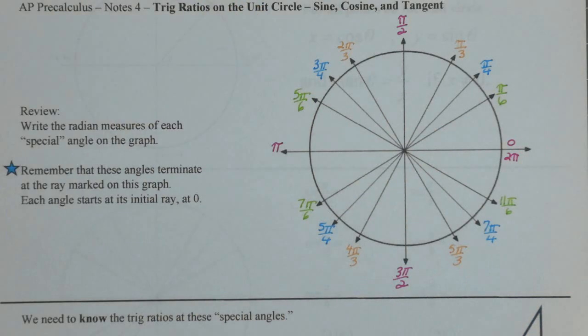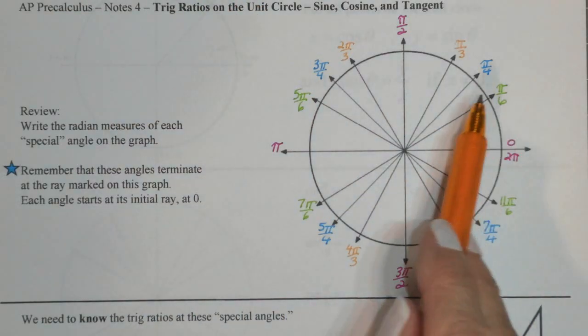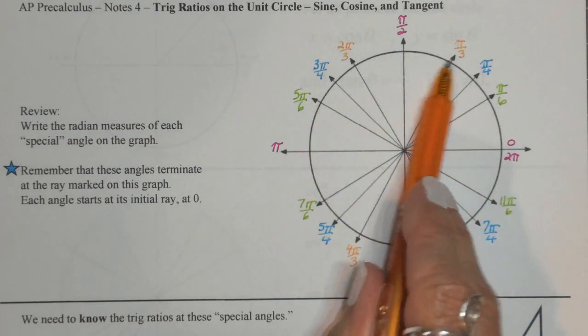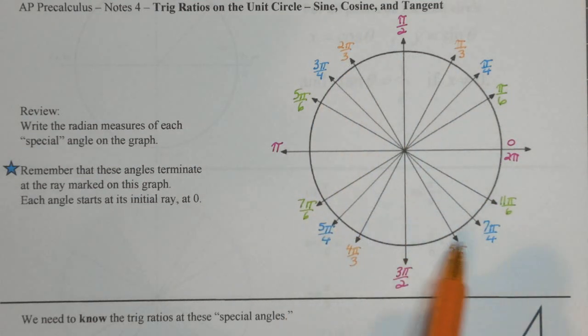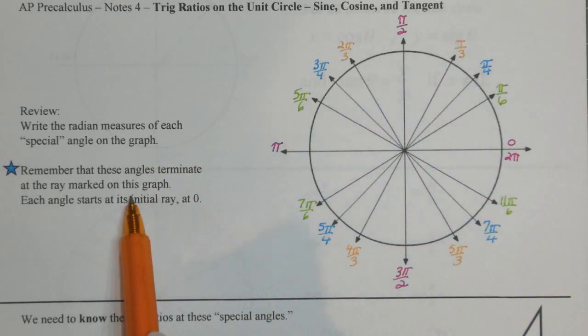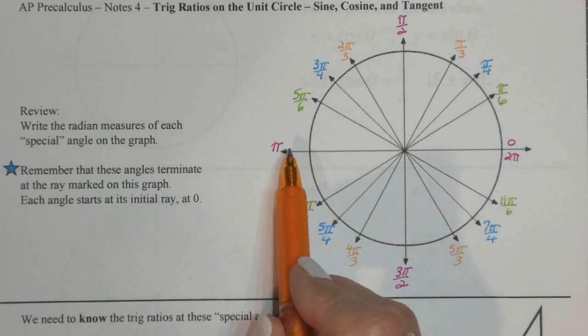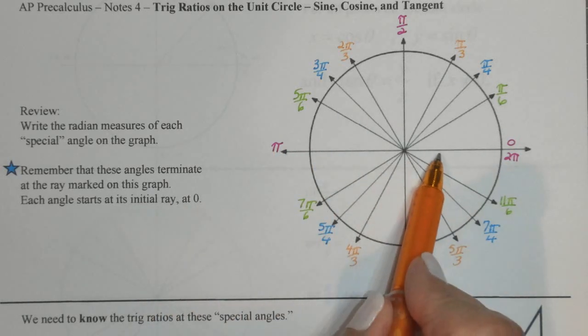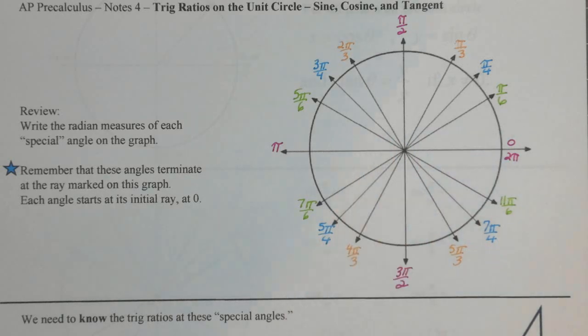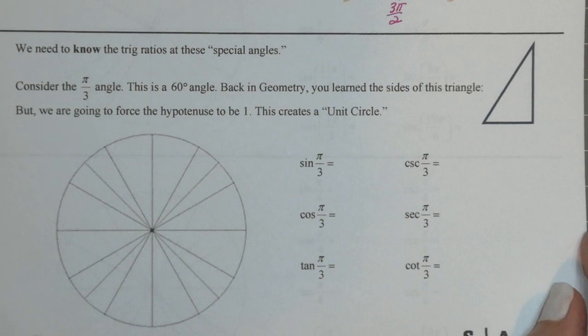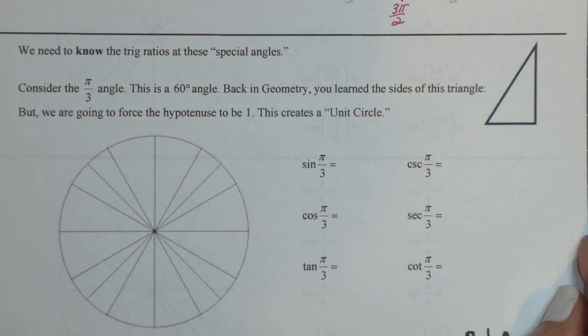So doing the pi over 6 angles got us not only all the pi over 6s, but also the pi over 3s, right? Because they reduce. All right, so remember that each of these angles terminate at the ray marked on the graph. Each angle starts at 0. So pi isn't just this line, it is the angle, right? Okay, we are now going to focus on the trig ratios at those special angles.